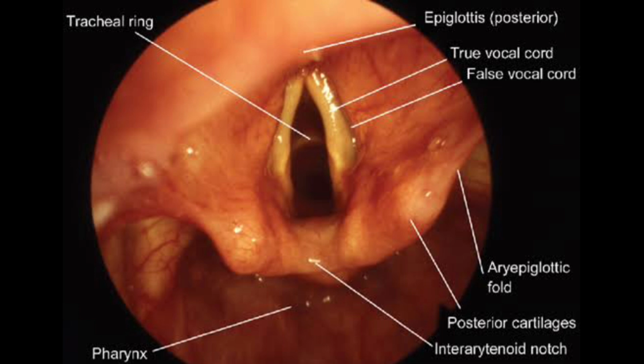Weaning. Once the patient is able to breathe independently, the ET tube is gradually removed through a process called weaning.